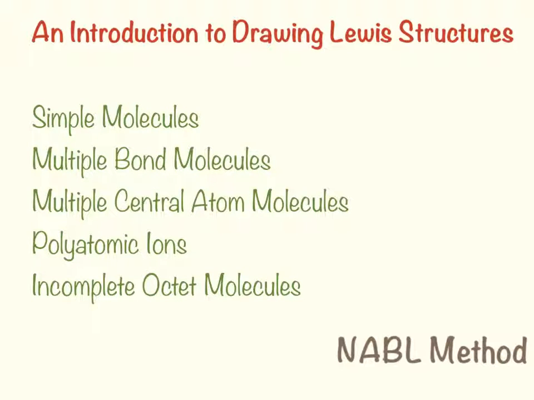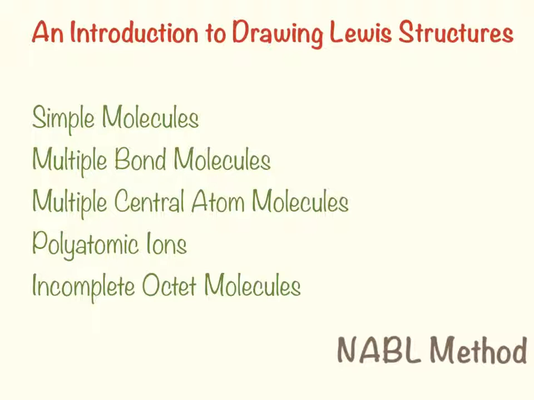This video provides an introduction to drawing Lewis structures. Lewis structures are used to show the arrangement of valence electrons in molecules. We will use chemical symbols, lines, and dots when drawing Lewis structures. The lines represent bonds, each consisting of 2 bonding electrons, and the dots represent lone pairs.